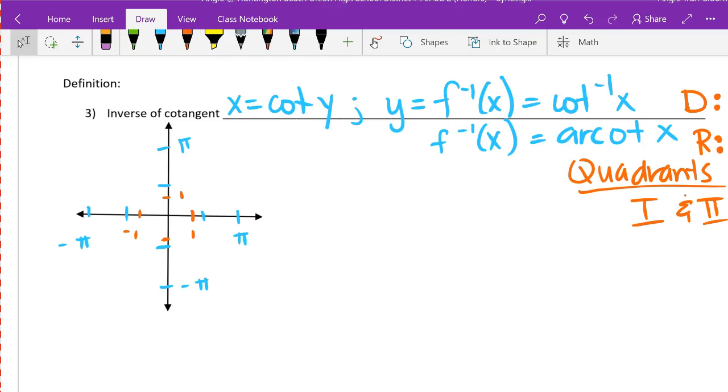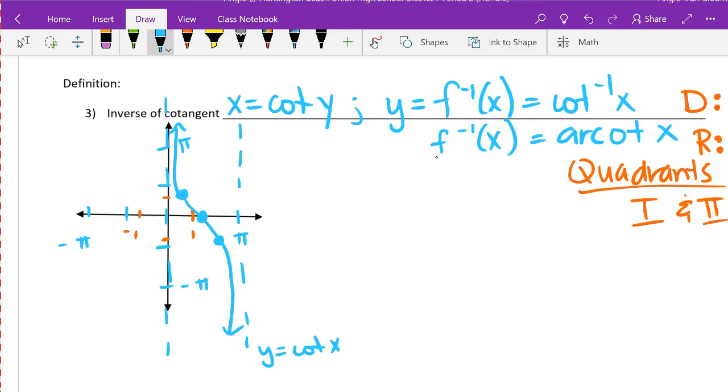So again, we're going to graph out the regular cotangent first, and then just reflect it. So the regular cotangent has asymptotes at 0 and where else? Pi. Okay. Then I'll make my dots. Here we go. At pi over 4 it goes up to 1, right, class? At pi over 2 it goes to 0. At 3 pi over 4 it goes to negative 1. And then here's my regular cotangent with restricted domain, so y equals cotangent of x.